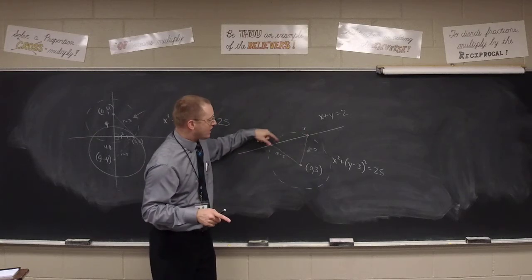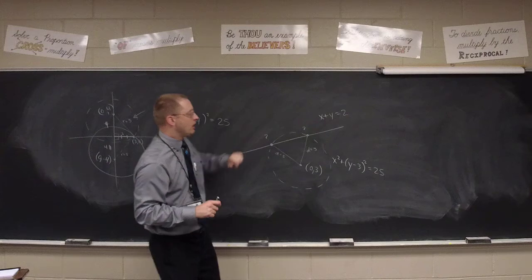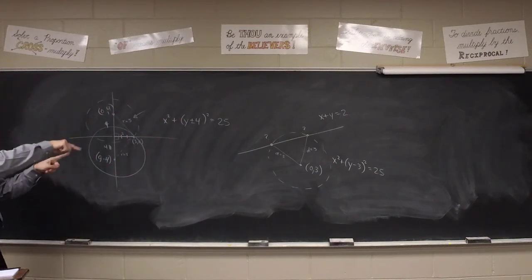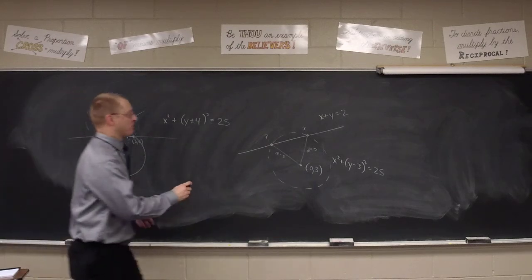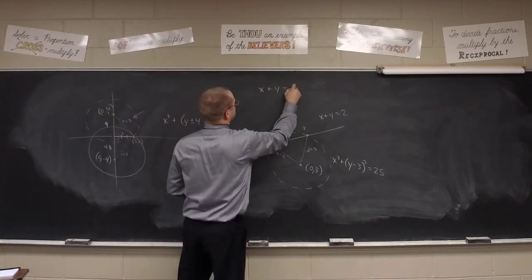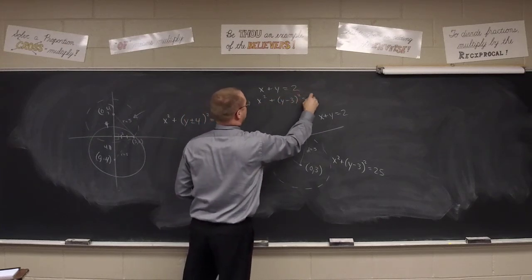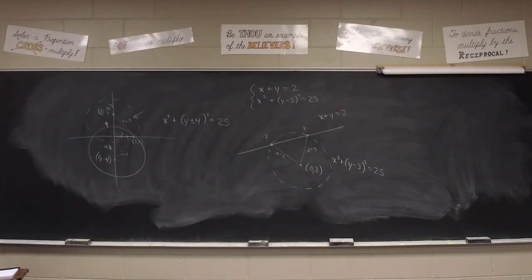And these 2 points have to also be in this line. So how would I find those 2 points that are both in that line and a distance of 5 from (0, 3)? System of equations. x plus y equals 2. x squared plus (y minus 3) squared equals 25. Take a moment there at your seat. Find the 2 points where the line and that circle locus come together.